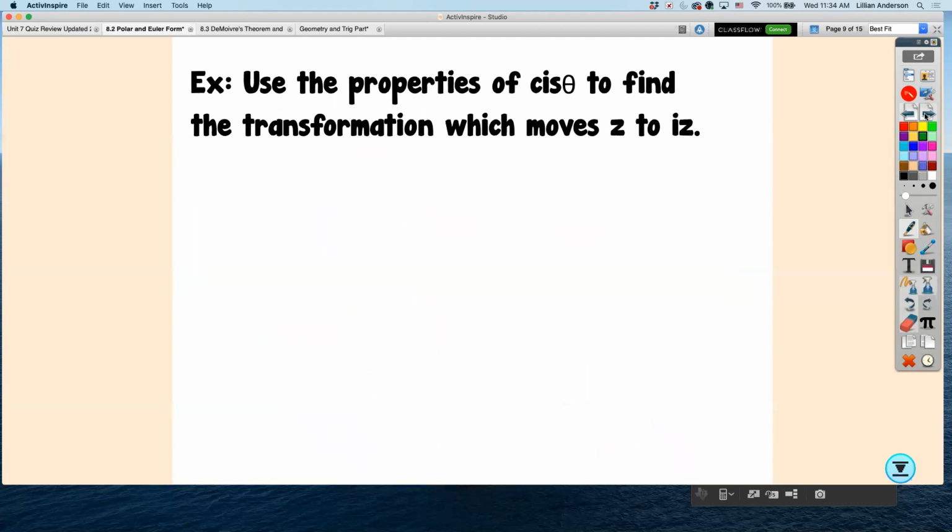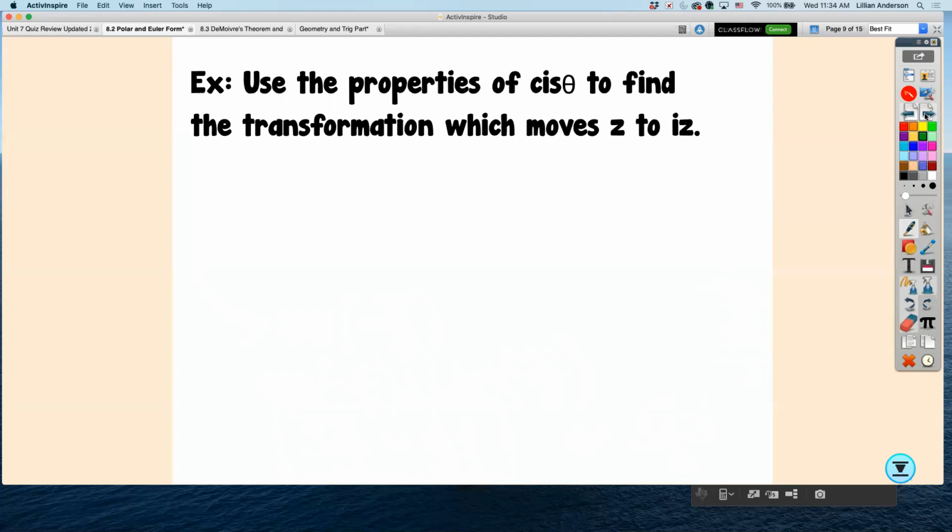Now let's continue to use the properties of cis to find the transformation which moves z to iz. We're going to use transformations, and I'm not talking about vertical stretch and horizontal translation. I'm talking about transformations of complex numbers and vectors: rotations, translations, dilations, like old school geometry transformations, not function transformations. Vertical stretching and horizontal shrinking are function transformations. These aren't functions, so keep that in mind.